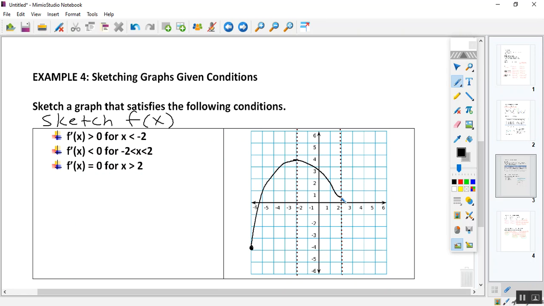So beyond or to the right of this dotted line, what are you going to draw now? That's a bad one, but you get it, right? So this kind of looks like a baseball cap, right? Almost. Hey, just check it. Am I increasing? Is f prime of x greater than 0 left of 2? Mm-hmm. Is f prime of x less than 0 between the 2s, positive and negative? Is f prime of x equal to 0 right of 2? Mm-hmm. Have I met all three conditions?